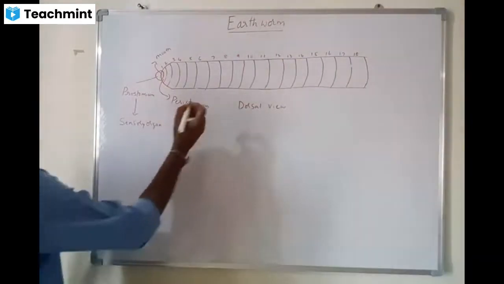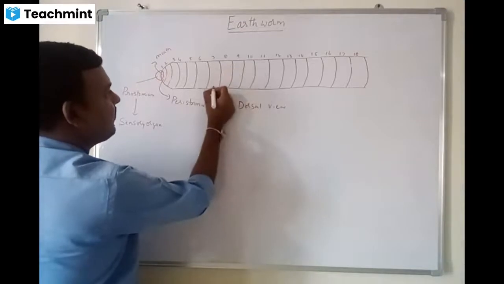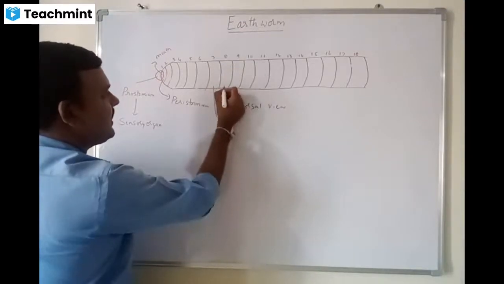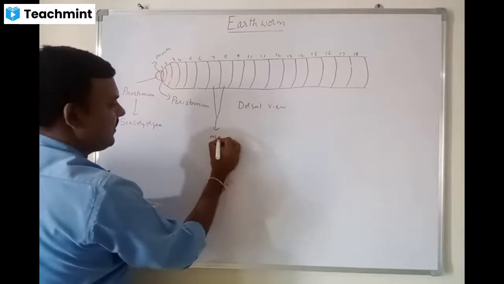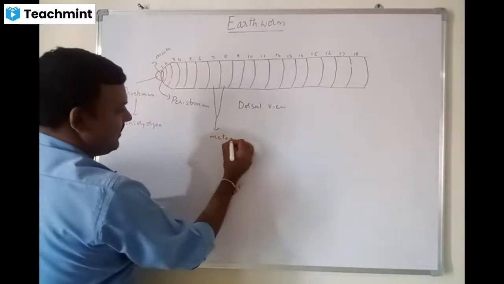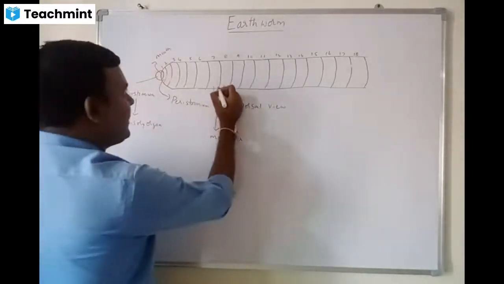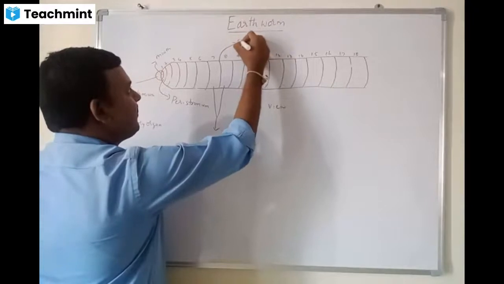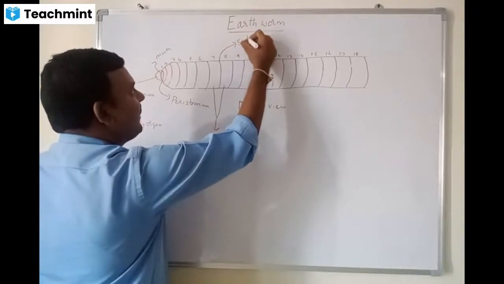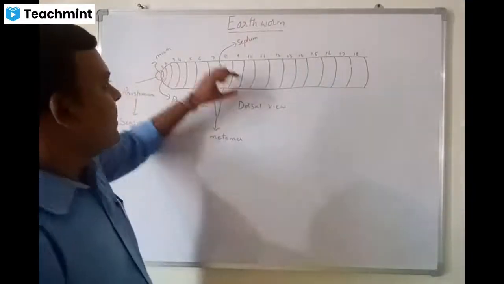Now see, for example, this is one segment and this is another segment. So these segments we call metameres. The segments or metameres are divided by a septum. So each segment is divided by a septum.